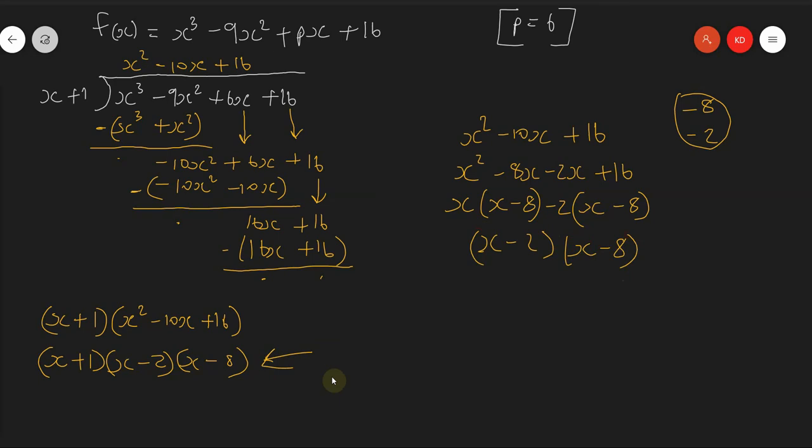That's it, the third question. It says hence or otherwise, solve f of x equal to 0. In order to solve f of x equal to 0, we would simply rewrite the factorized version of f of x and set it equal to 0.